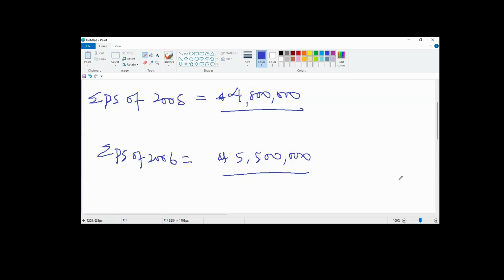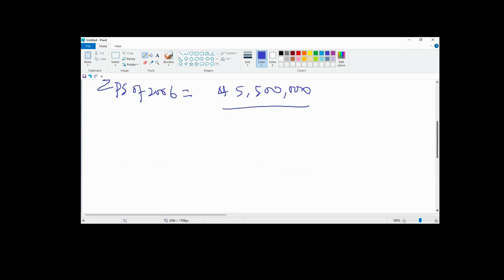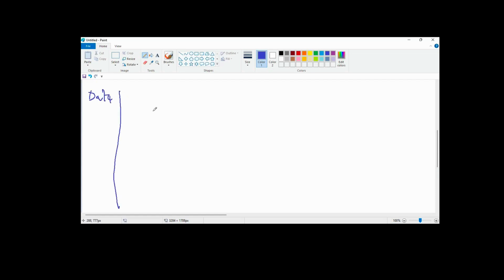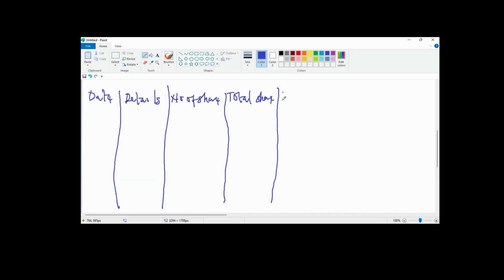I will now go to the workings, my table. I will now say the dates. You have details, number of shares, total shares, bonus issue factor. Then we have the time factor. We have the weighted average shares.